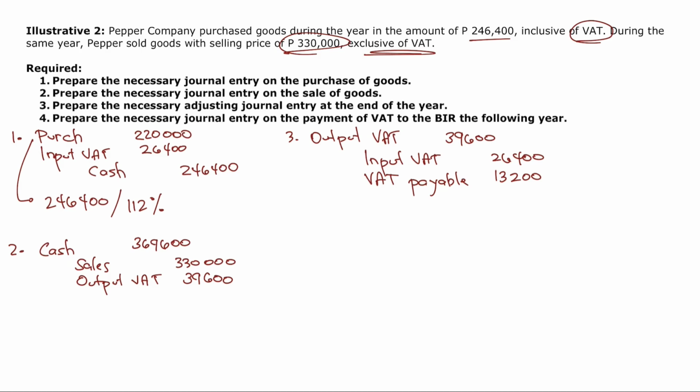Okay? Then, lastly, number 4, that's to prepare the necessary journal entry on the payment of VAT to the BIR the following year. So, dito, kapag binayaran na natin yan the following year, the journal entry is to debit VAT payable equal to 13,200, and then credit cash equal to 13,200. So, those are the journal entries about value-added tax. Okay?